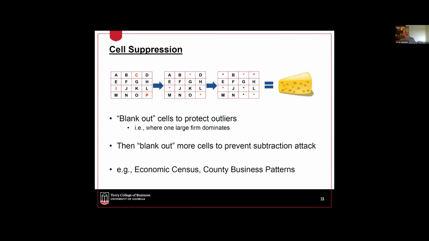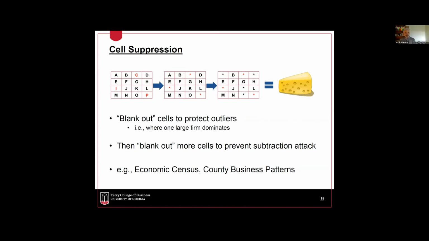The final form of traditional privacy protection I'll discuss is self-suppression. I think most economic researchers will be familiar with it, but the idea is that, especially in business data, if we're looking at a very narrow county and industry, we might have a cell where one large firm dominates. By looking at the tabulated data, you might be able to infer something like the total receipts or the employment, trade secrets of that firm.